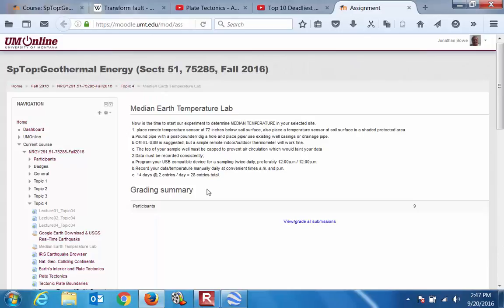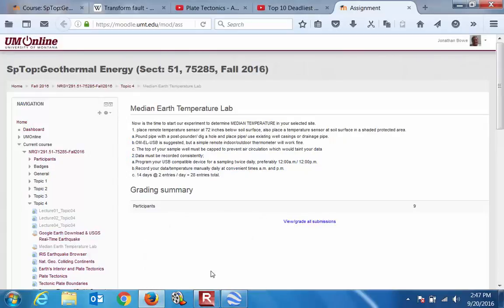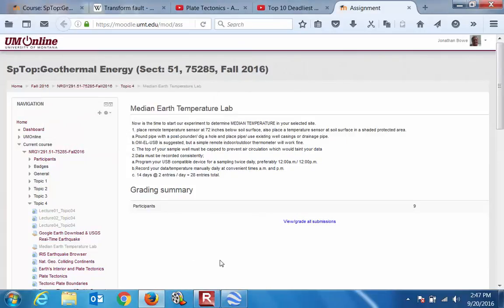So let's take a look. Our median Earth temperature lab. The median Earth temperature. Now is the time to start your experiment. Now is the time to start our experiment to determine median temperature in your selected site. So what you need to do is find an area that's accessible to you, where you can dig a hole 6 feet deep, or you could use a well casing.